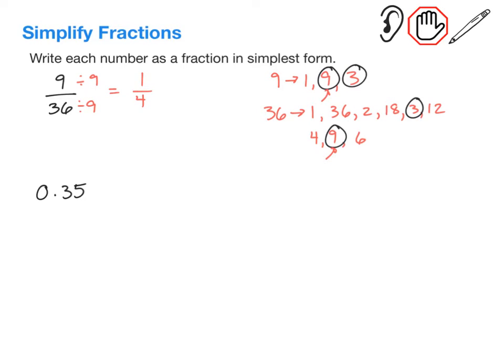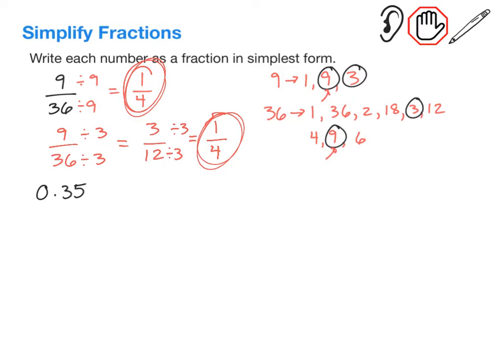Now if you don't use the greatest common factor and don't see that 9 goes into both numbers evenly, you can use the number 3. So I can rewrite this 9 over 36, and I can take the numerator, 9 divided by 3, and the denominator divided by 3. 9 divided by 3 is 3, 36 divided by 3 is 12. But I see that 3 and 12 both share a common factor of 3, so I can divide both the numerator and the denominator by 3 again. 3 divided by 3 is 1, 12 divided by 3 is 4. And I get the same answer of 1/4.